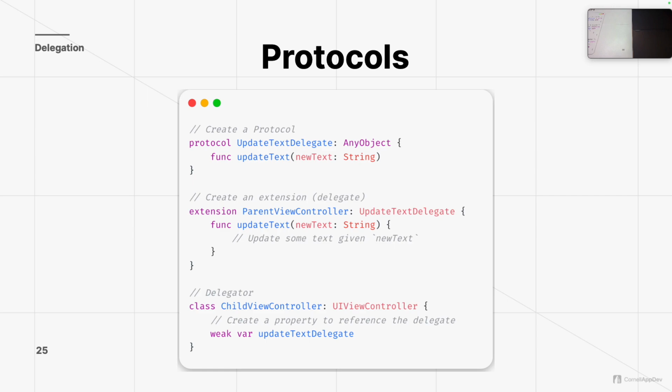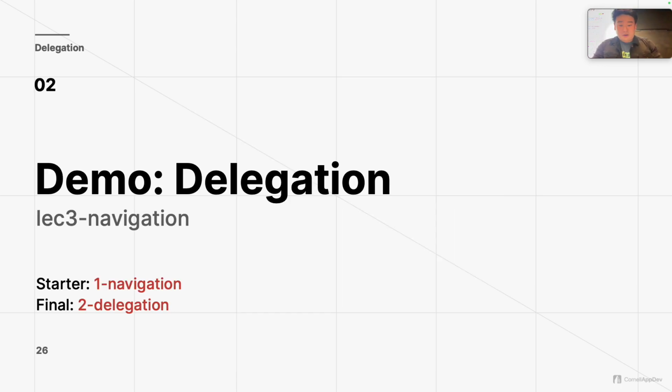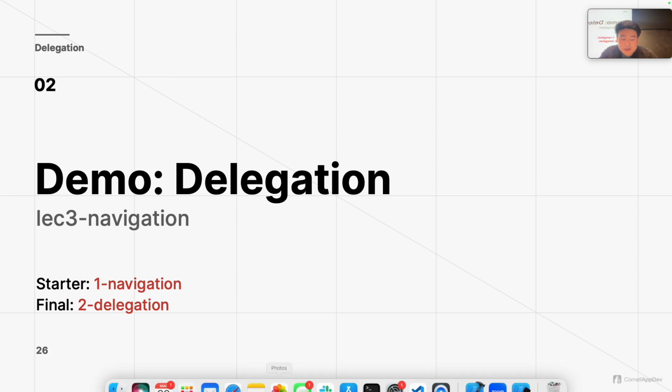Okay, so that was a quick analogy that you can use to describe protocols. So we're going to move on to a demo, adding on to Tiffany's code from before, on how we can actually implement delegation.